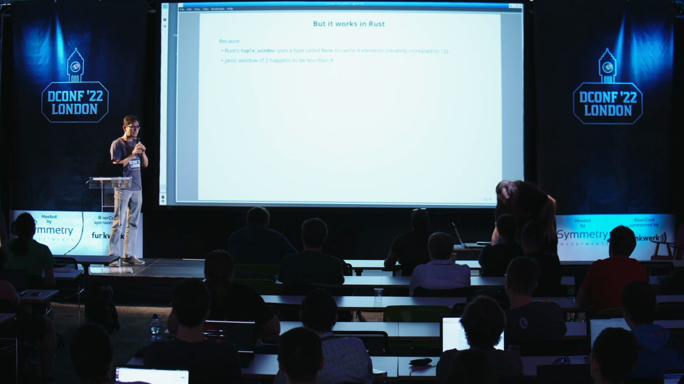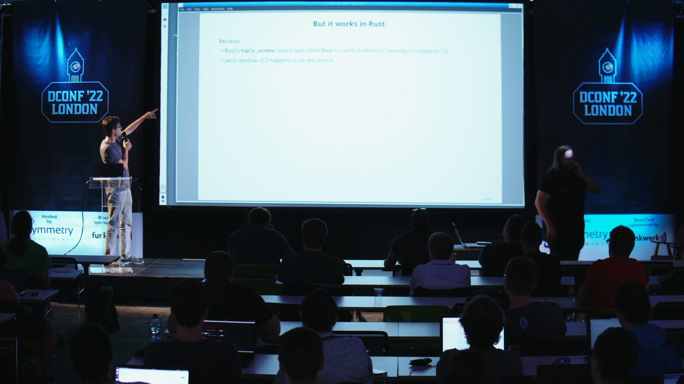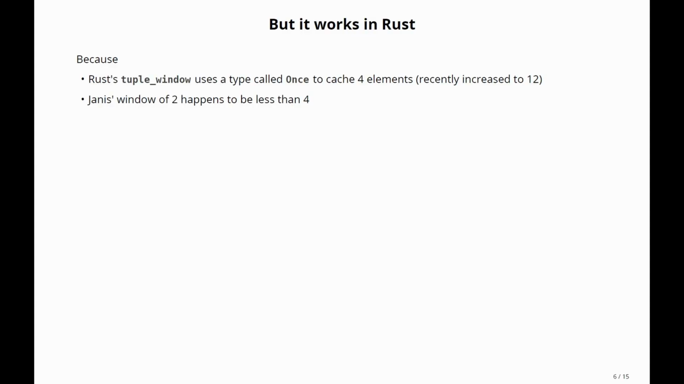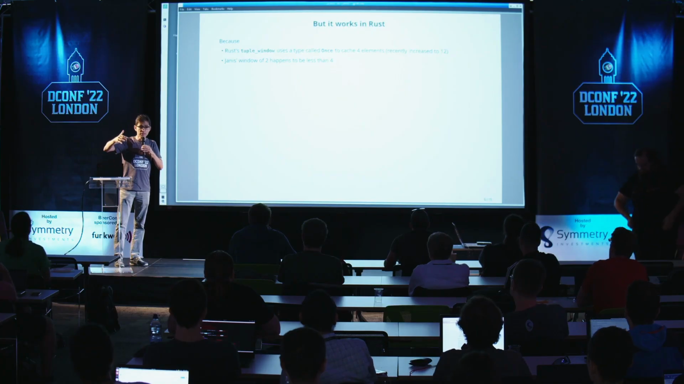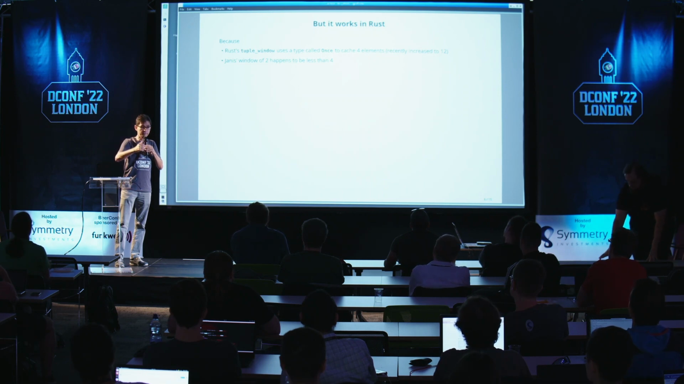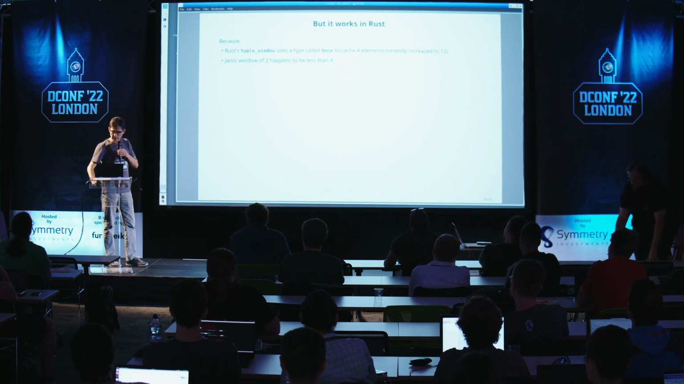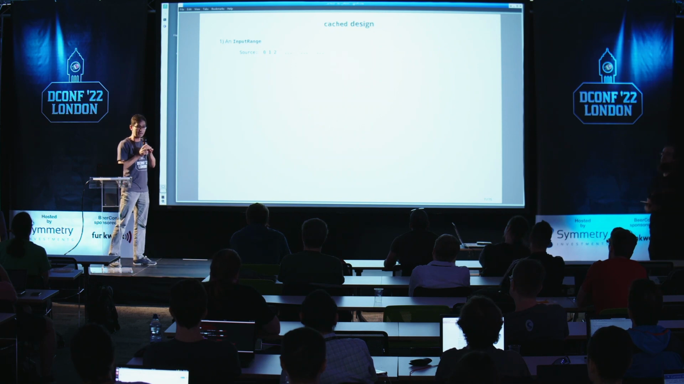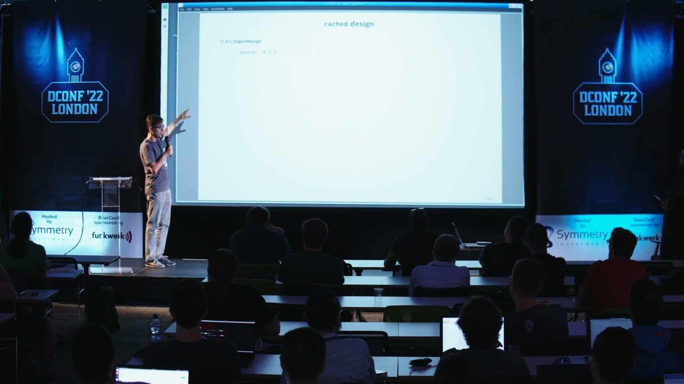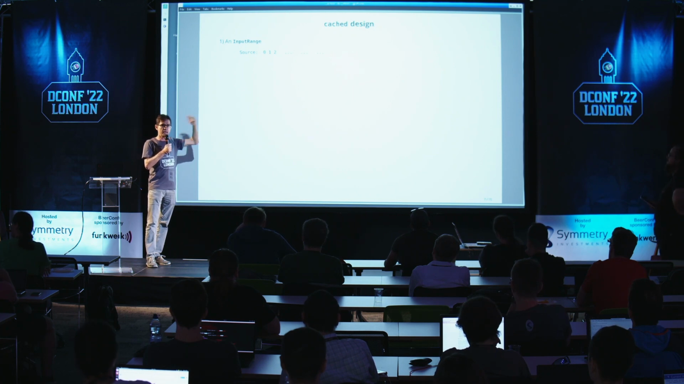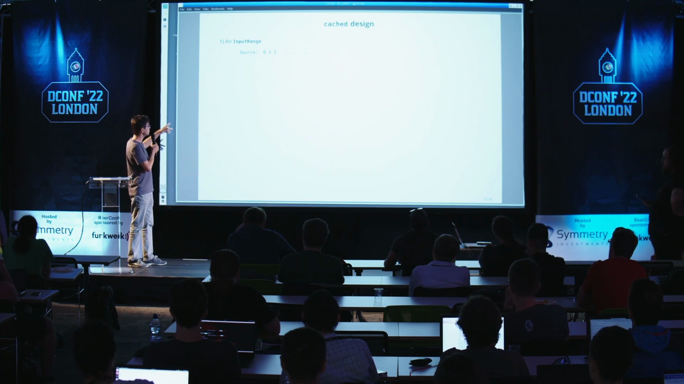So we looked at the Rust implementation. They have a tuple window, which uses a hard-coded 4-element cache, which I know has been increased to a hard-coded 12 today. Yannis was lucky to have 2 being less than 4. I don't know how Rust works, whether they can support more than 4. I decided to come up with a cache design for elements, because this is not the only case where this happened. In the past, I know people complained about map executing functions multiple times.